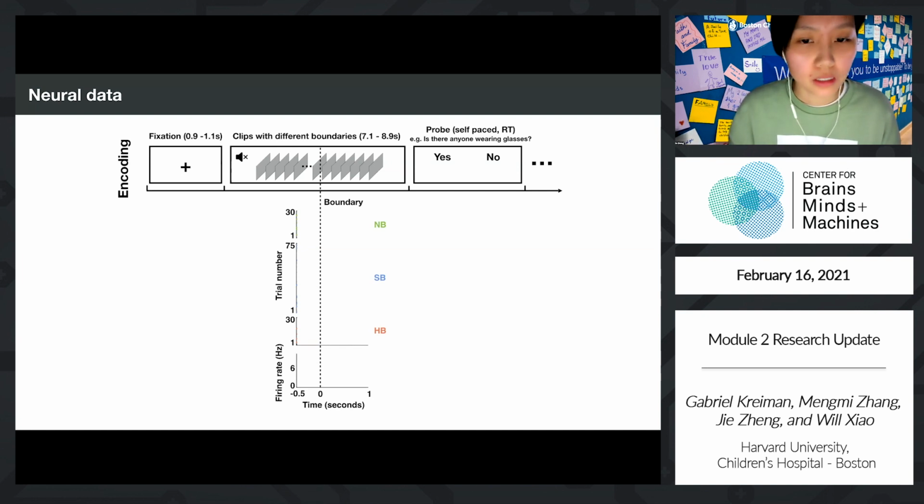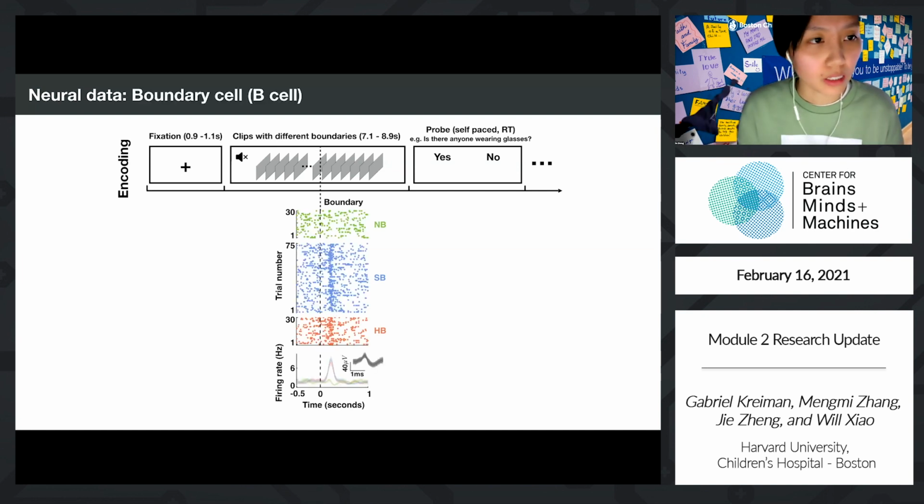So one of them, as shown in the example here, is what we call the boundary neurons. Each dot represents the activation of that specific neuron, and we color coded for the different boundary conditions here. What you see is that this neuron increases its firing rate right after soft boundary and hard boundary conditions, but not for the no boundary conditions.